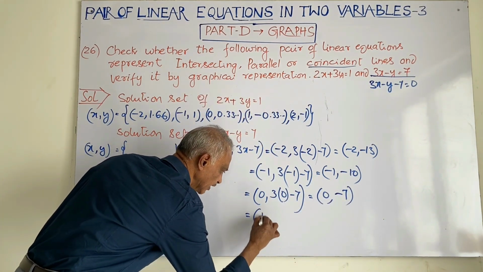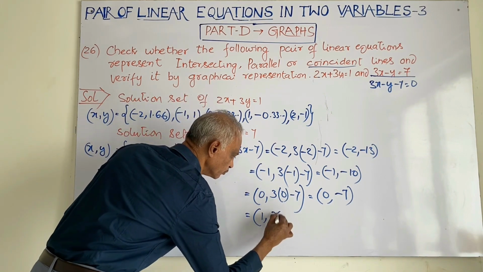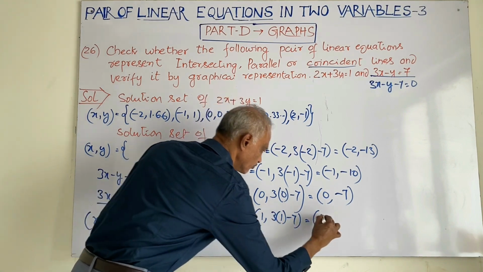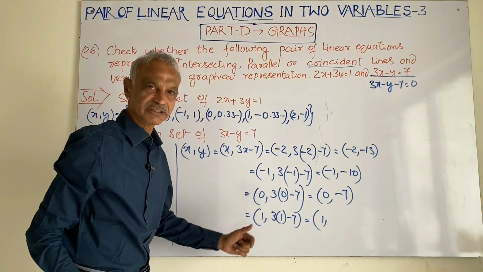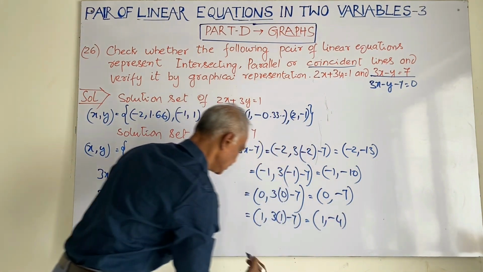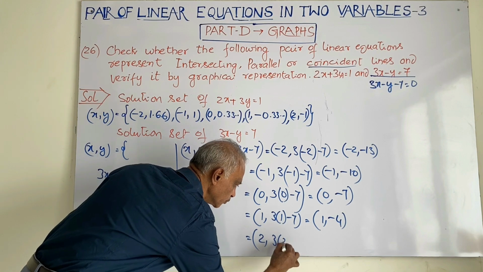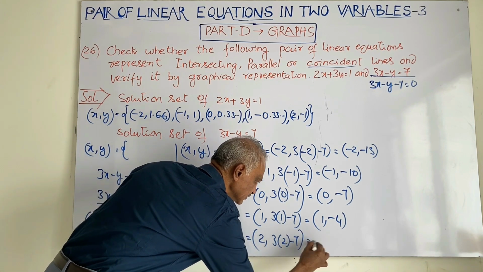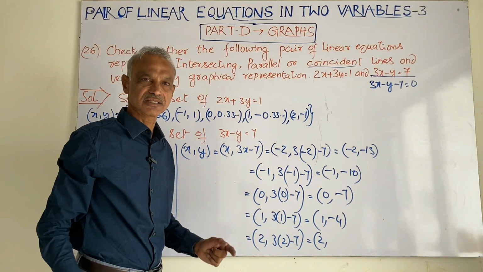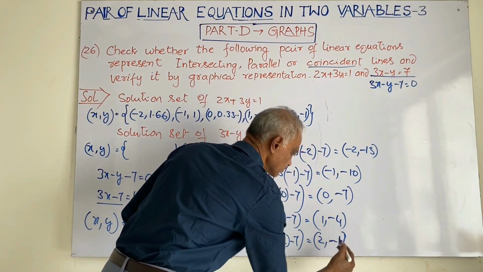Next I will take 1. 3 into 1 minus 7: 3 into 1 is 3, 3 minus 7 is minus 4. Next I will take 2. 3 into 2 minus 7: 3 twos are 6, 6 minus 7 is minus 1.